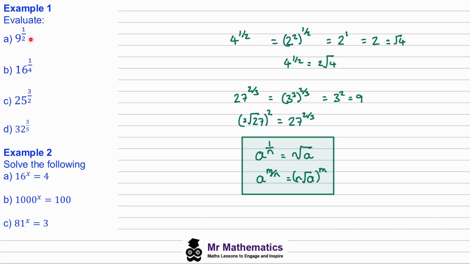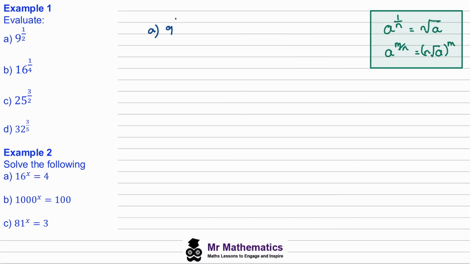So if we begin with question 1, well, 9 to the power of 1/2 will be the same as the square root of 9, and this will be 3. Part B, 16 to the 1/4 will be the fourth root of 16, and this is 2 times itself 4 times, so this will be 2. Question C, 25 to the power of 3 over 2. This will be the square root of 25 raised to the power of 3. Well, the square root of 25 is 5, and 5 cubed will give us 125.